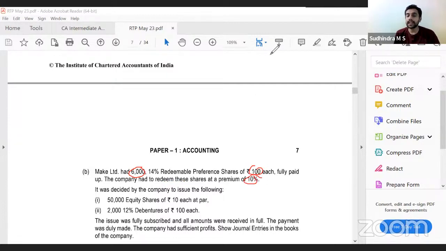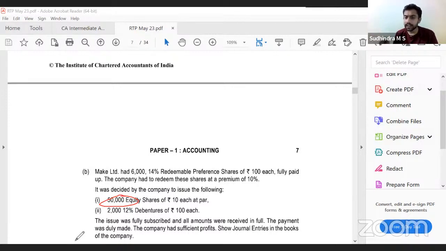Now, should we create CRR in this case? No, sir. Why not? Sufficient profits, we have sufficient free reserves. Why should we not create CRR? Because equity shares are being issued. We discussed that the redemption of preference shares can happen out of creation of CRR or equity shares. So because equity shares are being issued, CRR need not be created. Correct?